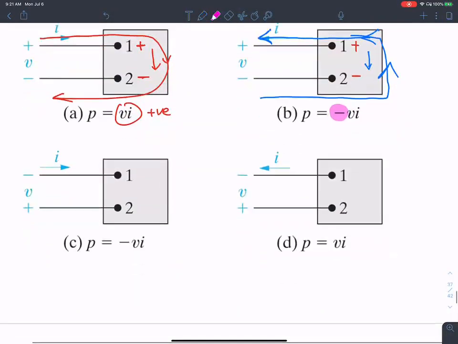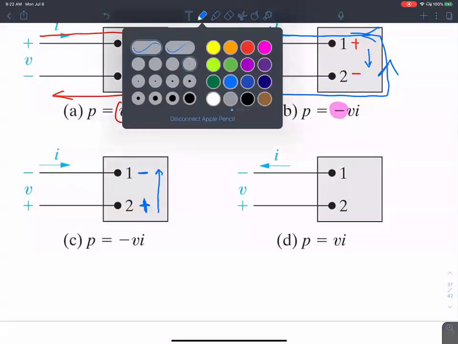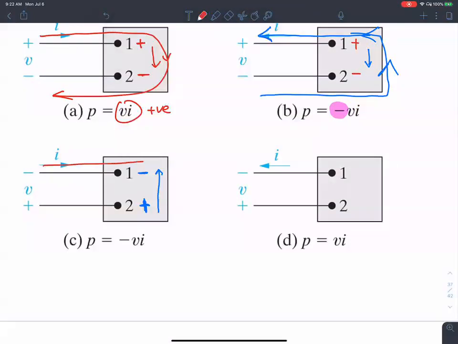I'll give you another example. Let's look at the voltage drop here. The voltage is dropping from bottom to top. That's the voltage direction. There is a higher voltage, positive, meaning higher voltage, on number two, and lower voltage on number one. Voltage is dropping here. Look at the direction of the current. The current is flowing in this direction, opposite to the voltage drop. Therefore, I have a negative sign. So this is a convention that I like to follow.